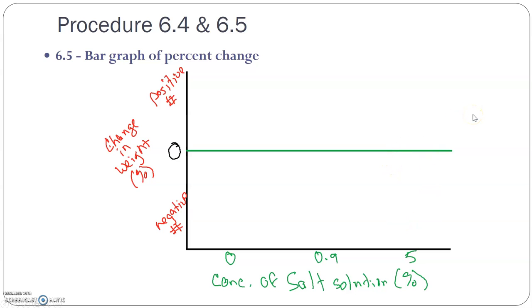So you are going to have one bar that goes up from 0, one that goes down, and one that should stay about the same, right? You should see an isotonic solution here when you run this experiment as well.